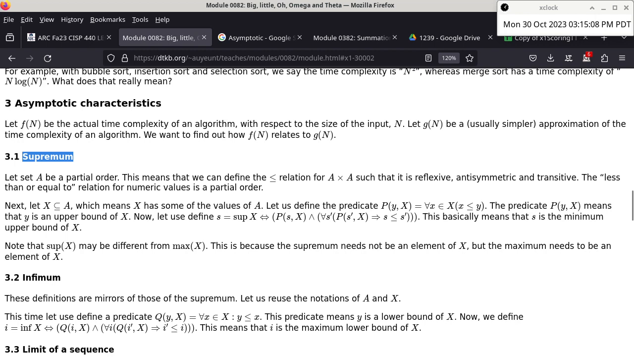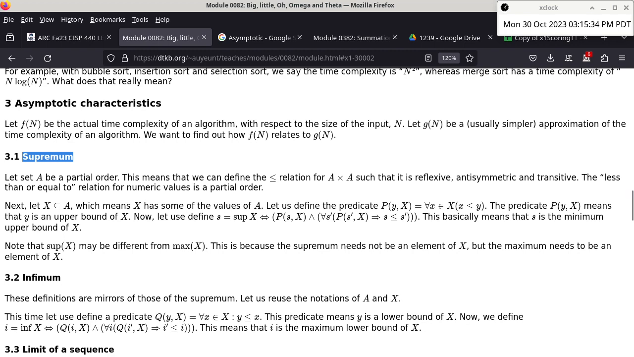We'll define the predicate P(y, X), y in lowercase, X in uppercase, equals for all x in X, x is less than or equal to y. So this is how we define the predicate, which is just a fancy name for a function that returns a Boolean value, true or false. So this is how we define the predicate P(y, X).